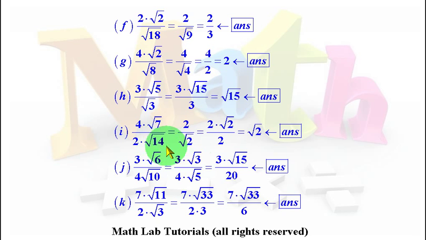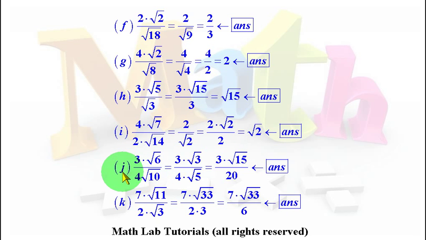And then you can multiply top and bottom by root 2 if you wish. And on top you get 2 root 2, and on the bottom root 2 times root 2 is just 2. At the end you can cancel out the 2's, and you wind up getting root 2 in the final analysis over here, okay?